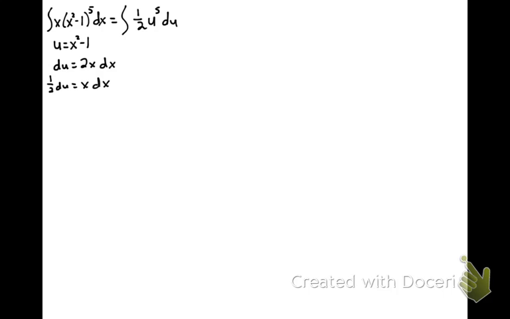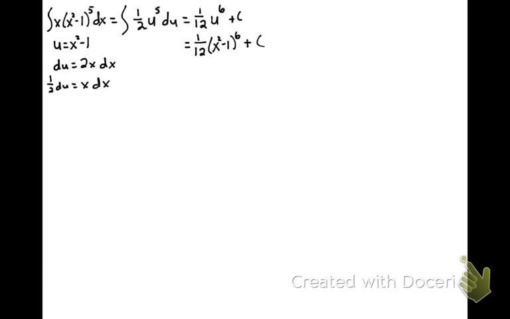And when I integrate this, since I'm integrating with respect to u now, I'll end up with something u to the 6th, and this must have been 1/12 u to the 6th plus c. But since u equals x squared minus 1, then my original function would be 1/12 times (x squared minus 1) to the 6th plus c. So again, I'm just using u-substitution to help me deal with the chain rule.